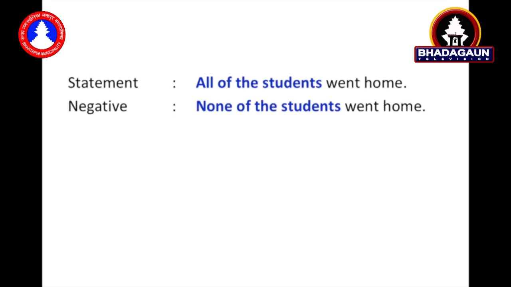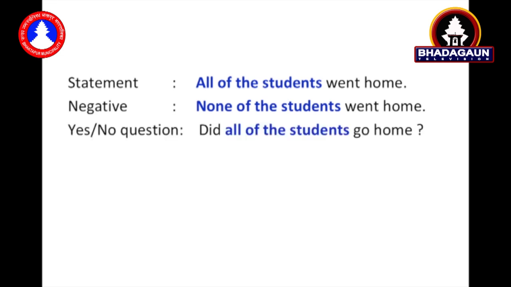This means, in the examples, we have used some, any, and all. And all these words have been changed into none in the negative. And its question is, did all of the students go home? And went is V2, and so the past form of do, that is did, is used, and then went becomes go in V1 form.